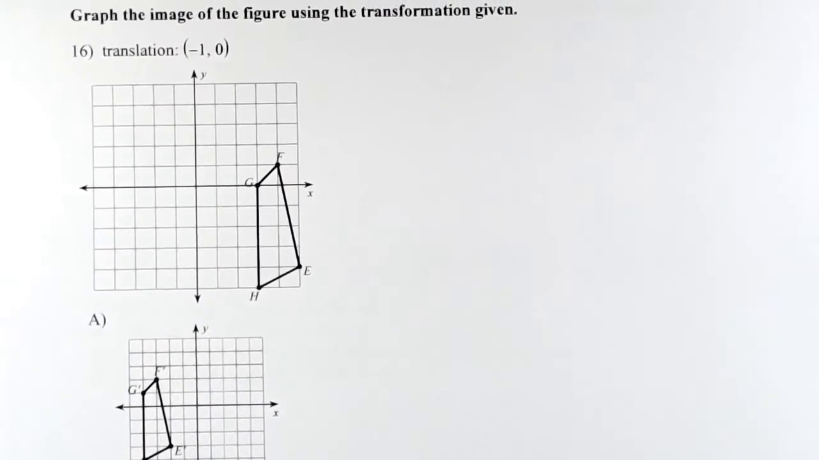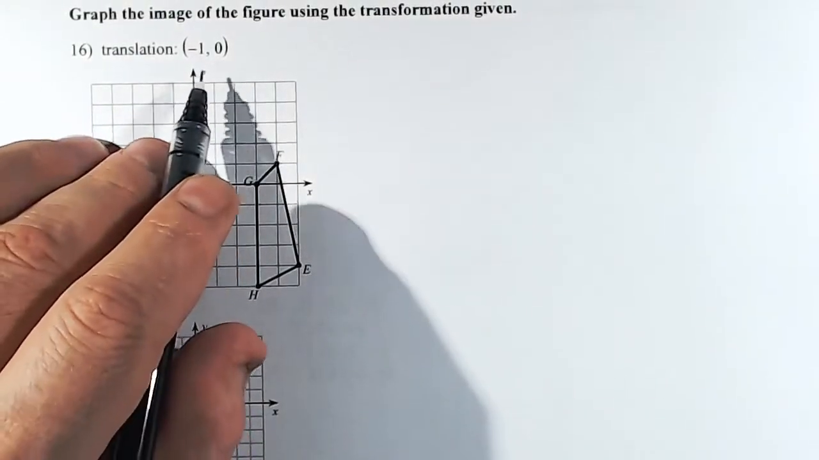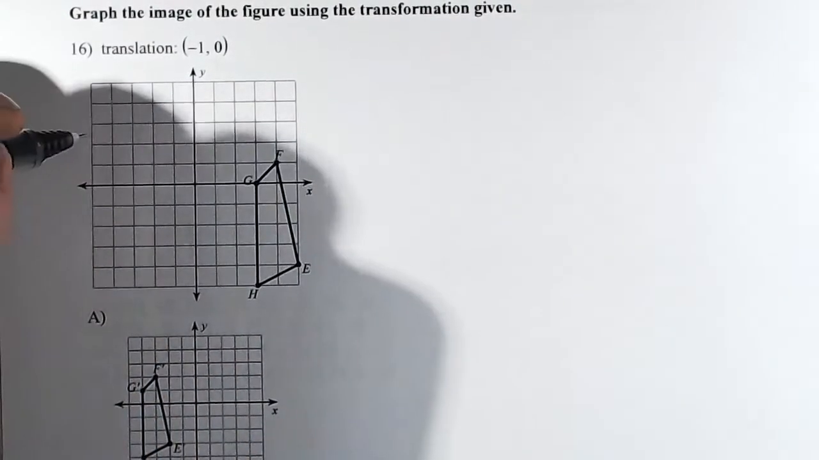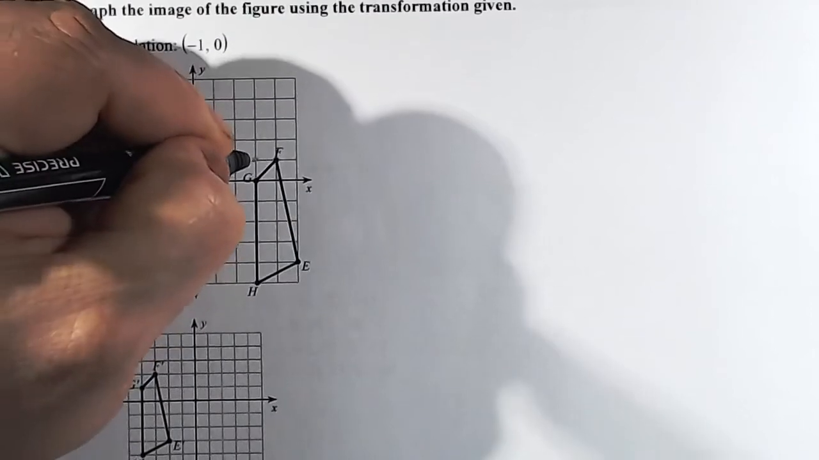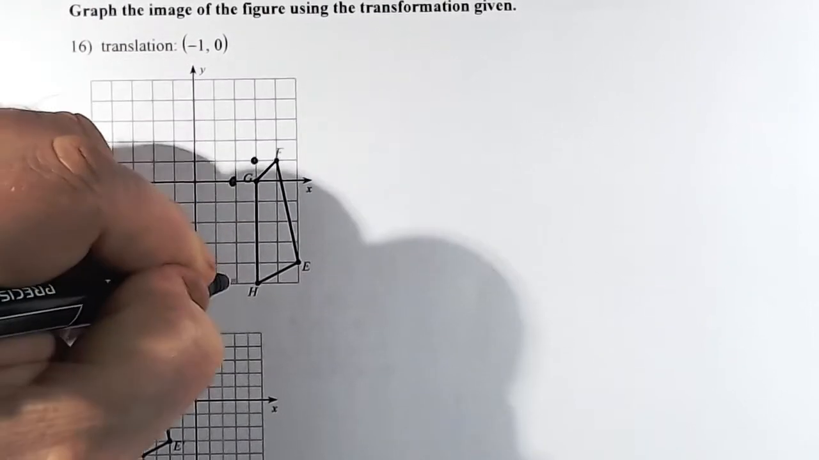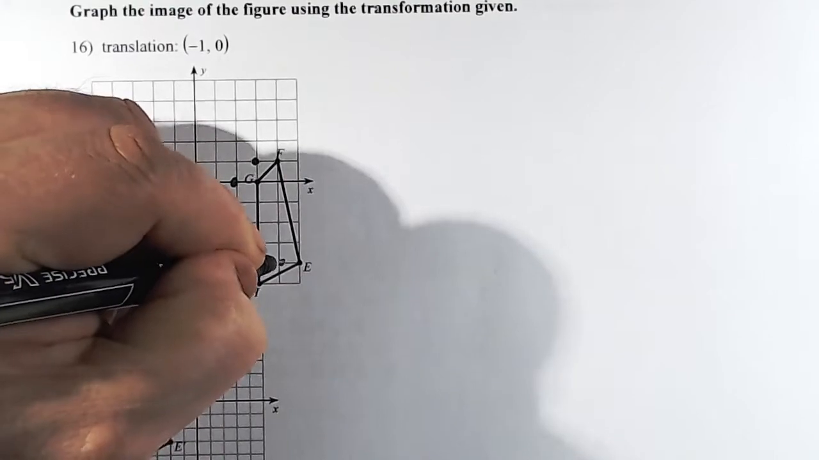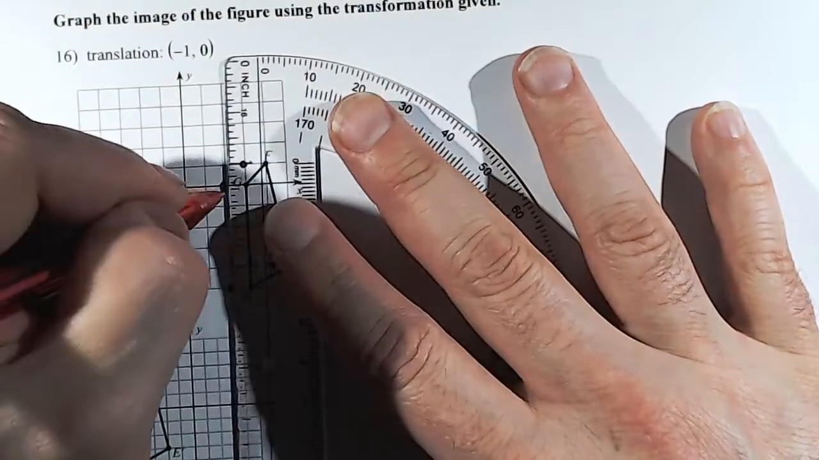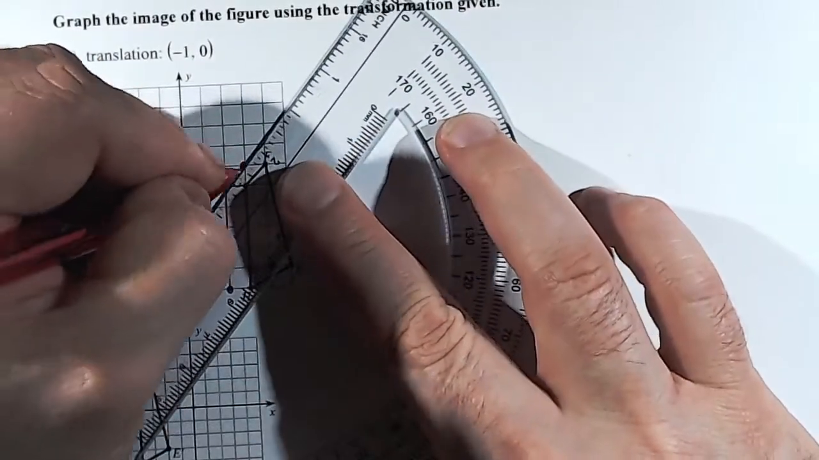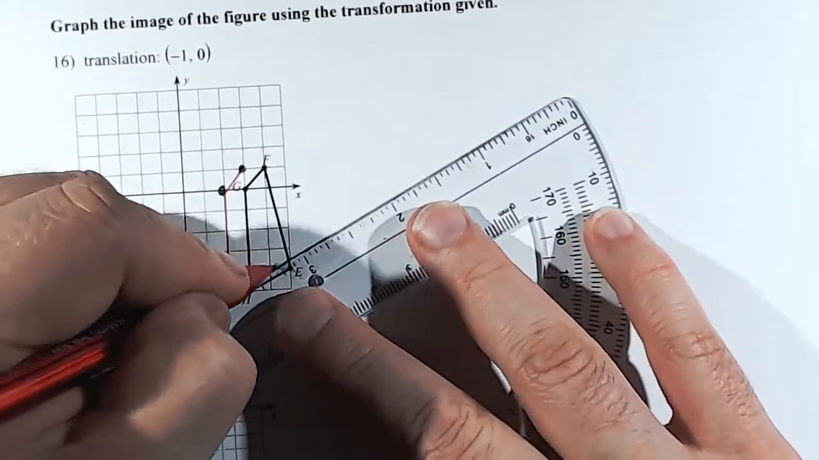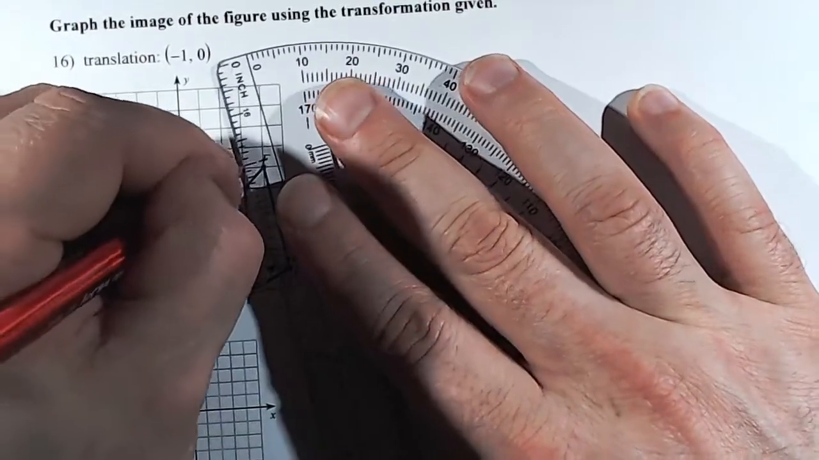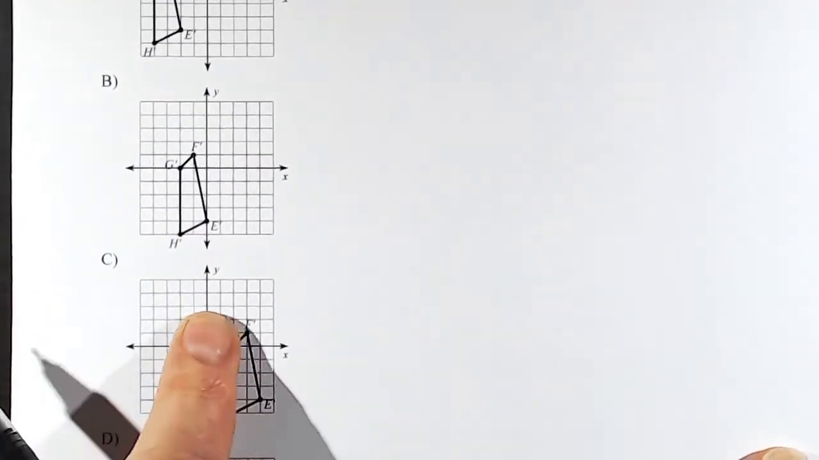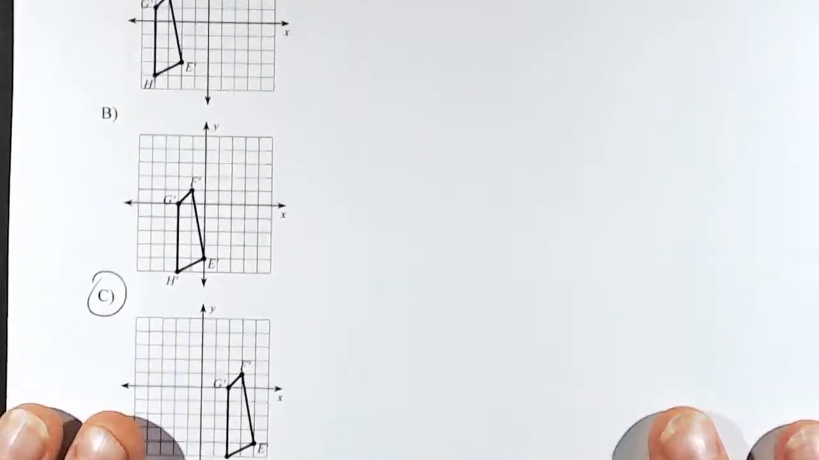16, translate horizontally to the left by 1 and up or down by 0. So we're just going to move every point over by 1. So I'm looking for this shape here. All right, this is the shape I'm trying to find. Graphed. Let's find it. There it is. Right there. See? C.